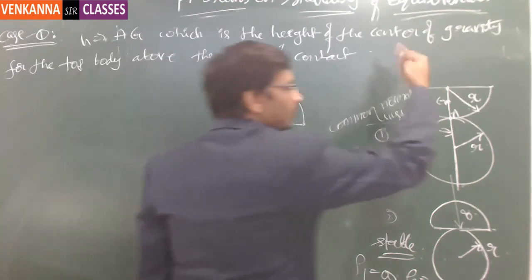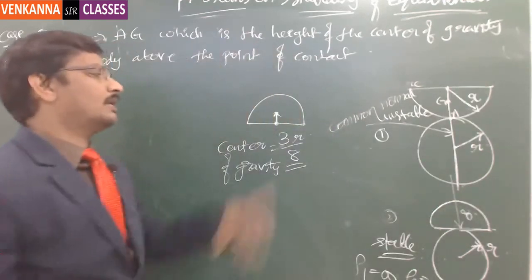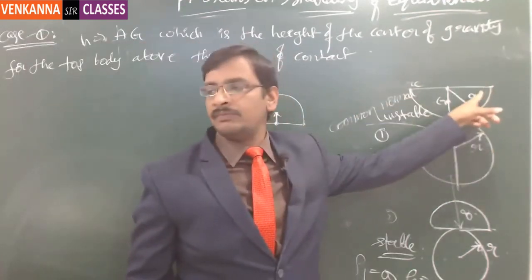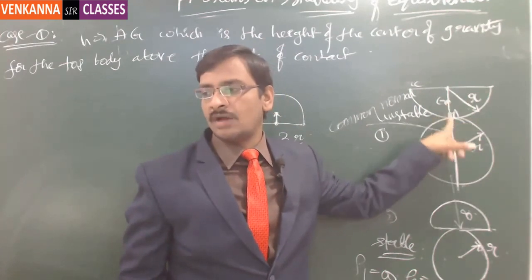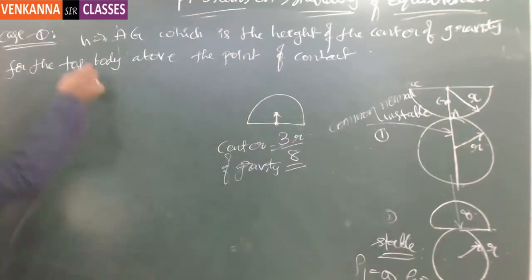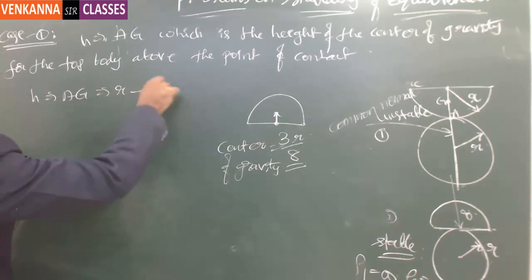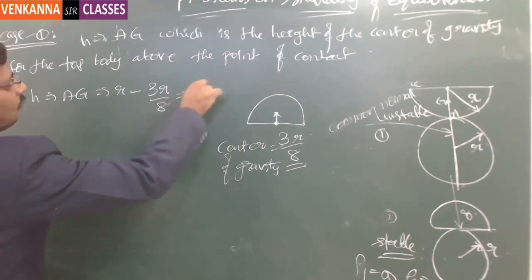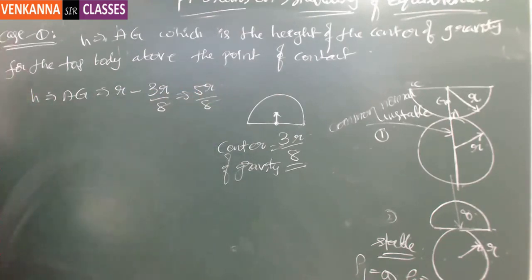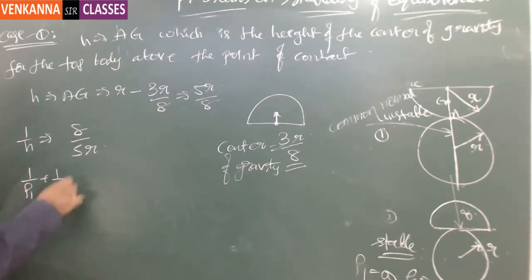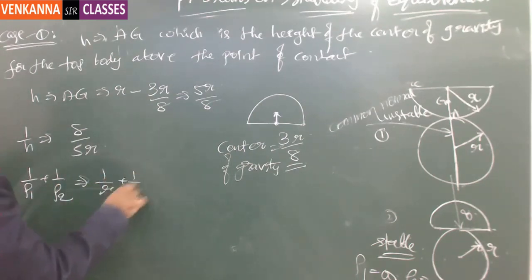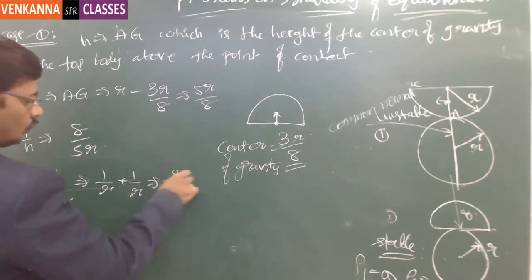But in this case, the body is actually in inverted form. So it's not like this, it is actually this way. Now the center of gravity is at a height of r minus 3r/8. So h is equal to AG, which is r minus 3r/8, which is 5r/8. This is the h value. So 1 by h is equal to 8 by 5r, and 1 by rho 1 plus 1 by rho 2 is equal to 1 by r plus 1 by r, which is 2 by r.